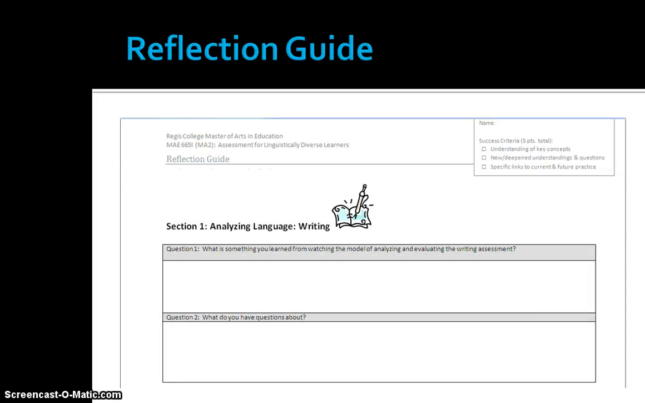After doing some drafting on your own piece, and after thinking about what you have learned through this screencast on how to evaluate a student's writing, answer these questions under Section 1 on the Reflection Guide. You can find the Reflection Guide on D2L under the online class. You will want to draw your attention to Section 1, Analyzing Language, Writing. Please discuss something you learned from watching the model of analyzing and evaluating the writing assessment, and note any questions you might have about this process. Pause the screencast now to work on this.